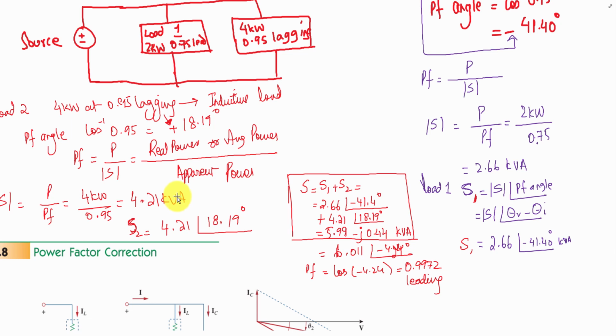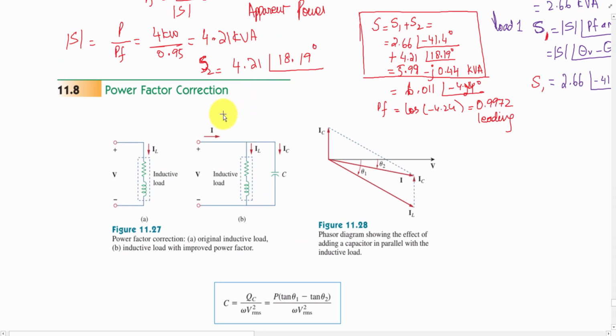The last topic in this series is something known as the power factor correction. Let's say we have an inductive load, that means it's a lagging power factor. So that means the current would be lagging the voltage. And if we use a capacitor in parallel with it, we can reduce the angle between the current and voltage of this whole load.